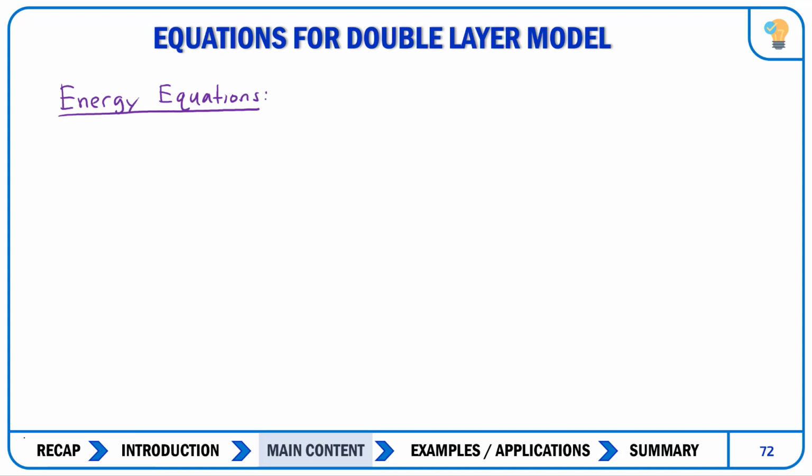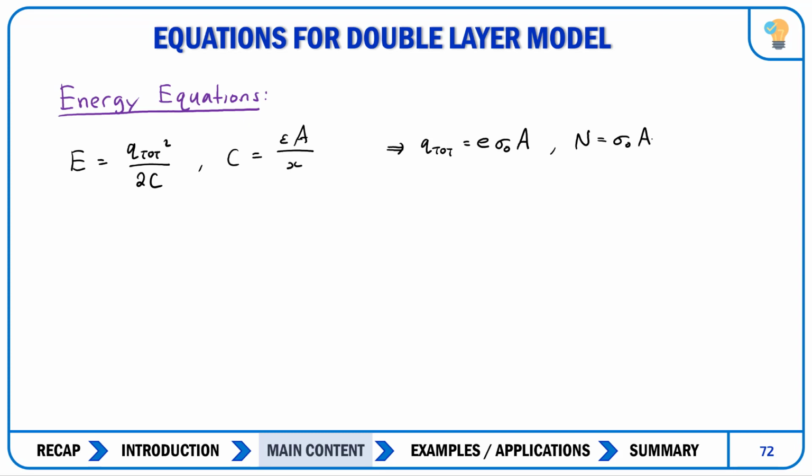Because we're now looking at it as a capacitor model, we can say that E is equal to the total charge over 2C, where C is equal to epsilon A over X. So we'll have to define Q total as E sigma naught A, and N being equal to sigma naught A. So that means a specific charge density across some sort of area, or a certain number of charges per area, multiplied by the charge.